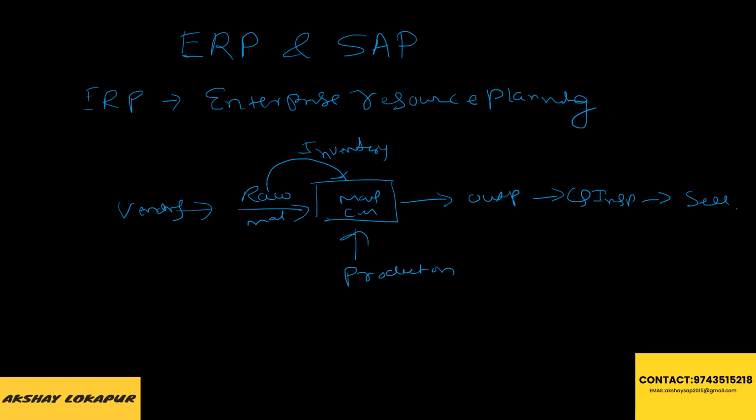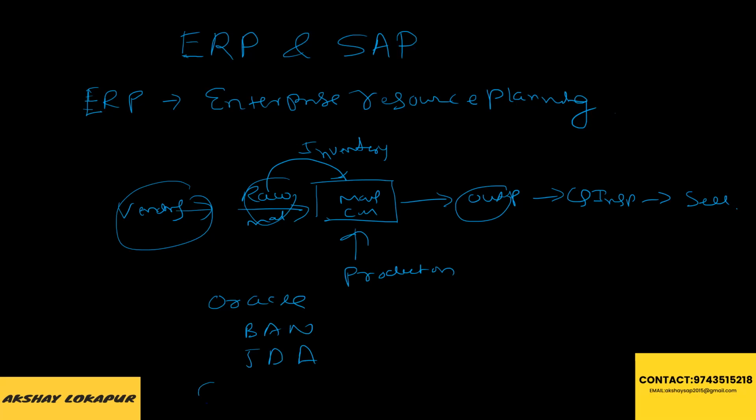Earlier, for all these processes we had separate software. All these things we need to handle in the same software, so some tool is required. That is an ERP. In the market many tools are there, like Oracle, BAN, JD Edwards, Coupa for procurement, PeopleSoft, and Oracle has taken over these two. Many tools are there.